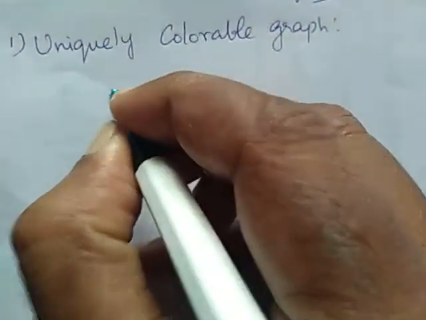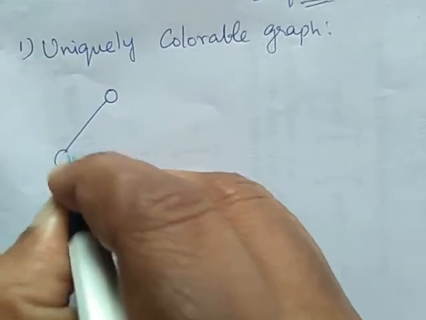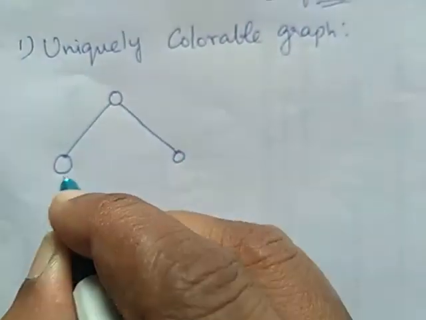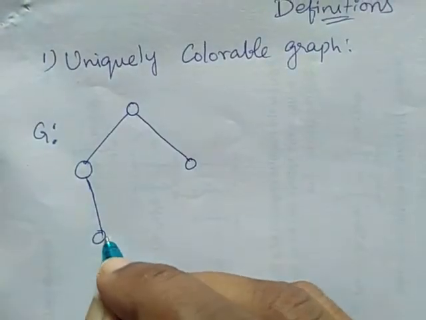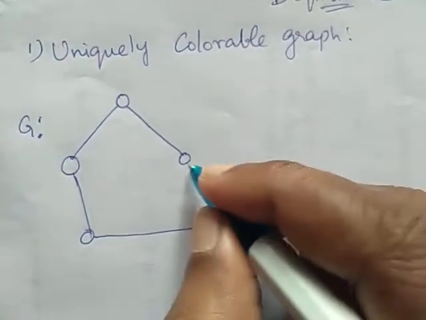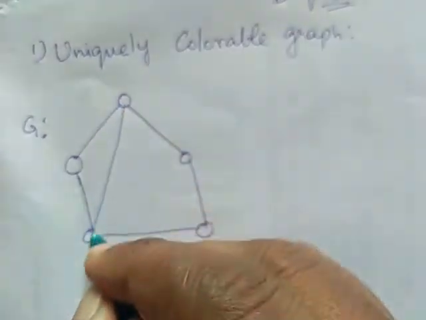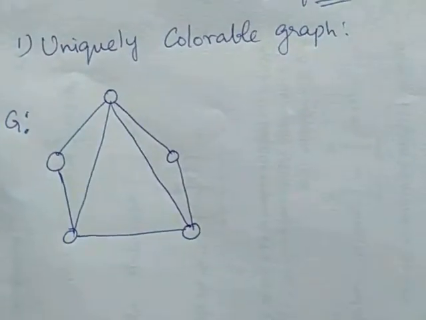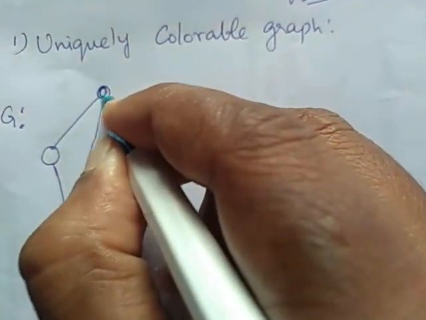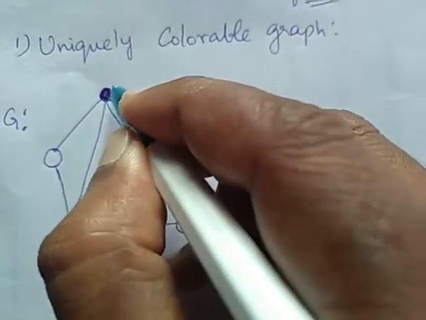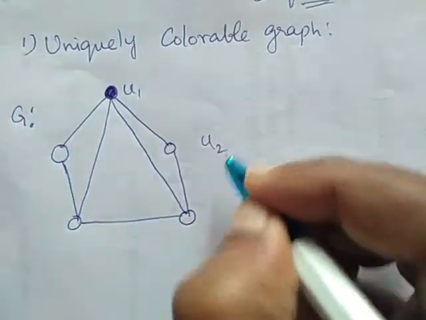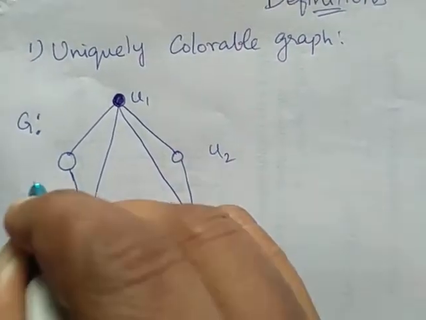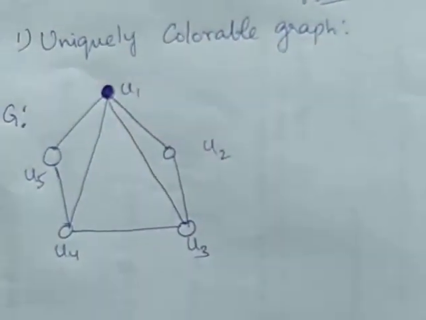Before explaining the definition, consider a graph. I'm going to consider an example for this. I'll take this as G. Here we have 5 vertices. For the first vertex, I'll choose blue color. I'll take this as U1, U2, U3, U4, U5. I'll take the first vertex as blue color.